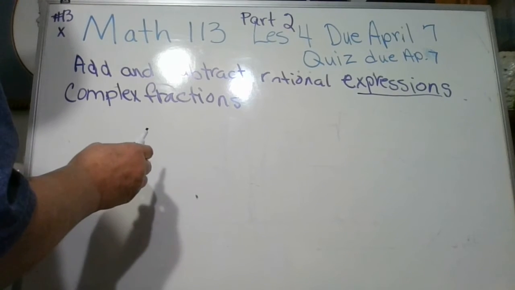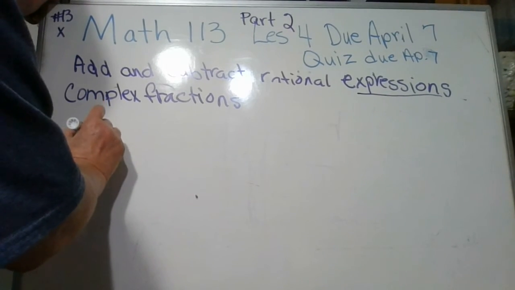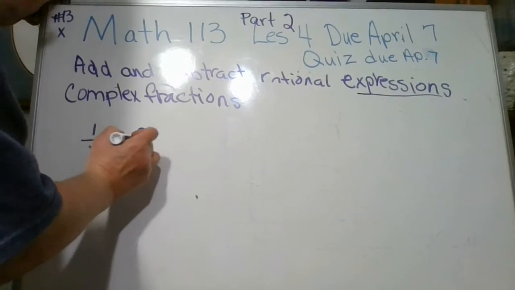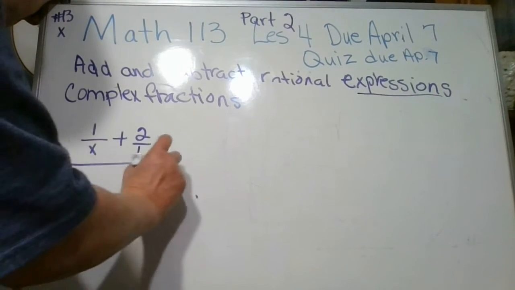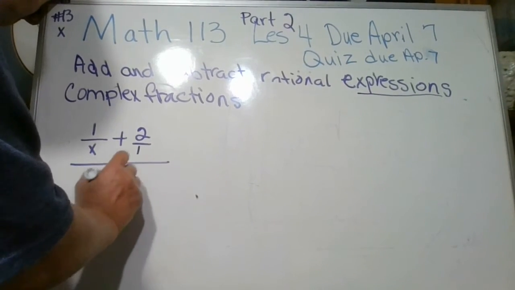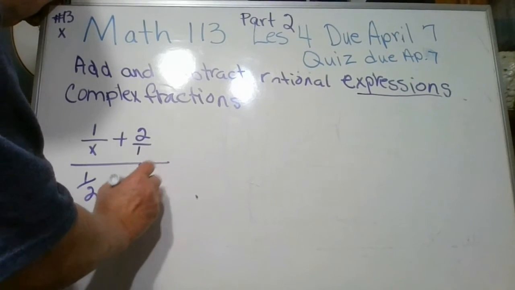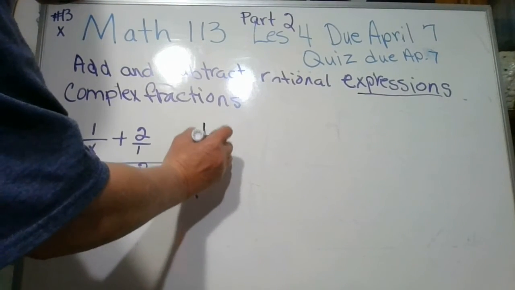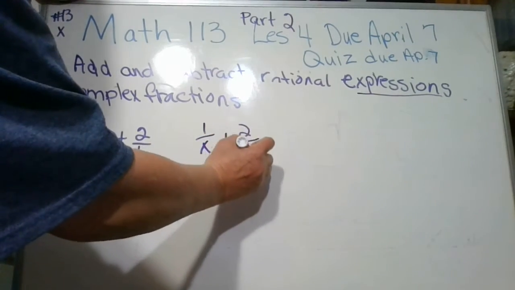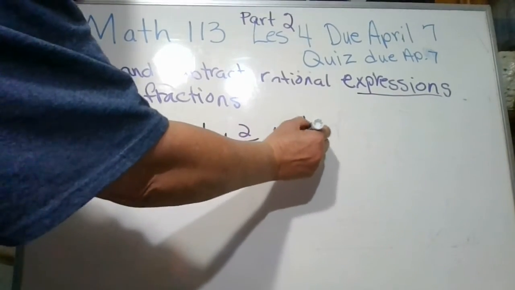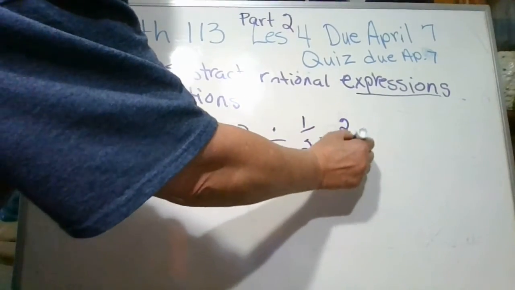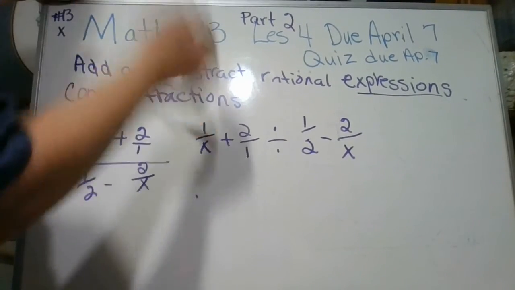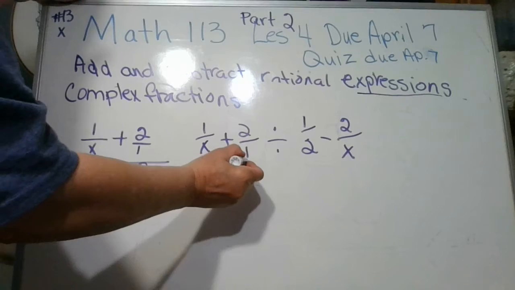So here's an example. We have 1 over x plus 2, and there's just a 2, so I want that to be a fraction also, so I'm going to put it over 1. And this is 1/2 subtract 2 over x. So the first thing I'm going to do is write it out as 1 over x plus 2 over 1 divided by 1/2 subtract 2 over x. And I'm just going to ignore that over there for just a minute and get this to where I can add it together. I have the denominator of x and 1.